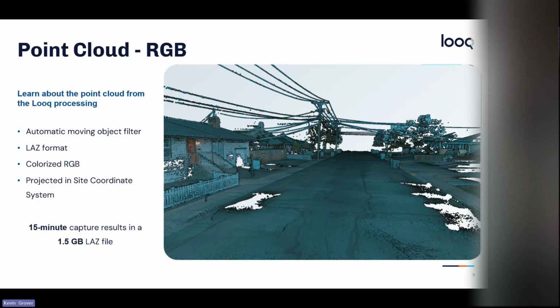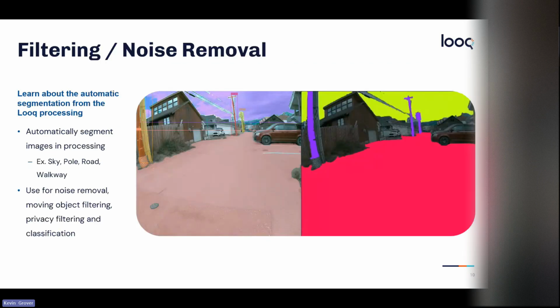The one feature here is going to be the automatic moving object feature. You see that there are actually vehicles that are removed from the data. We have a way to filter this as part of our processing. So I'll jump over to the next slide here to talk about that a little bit more.